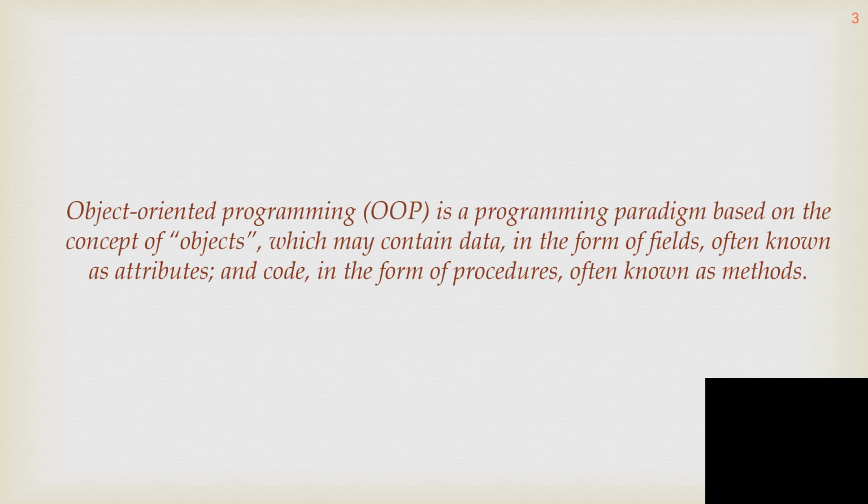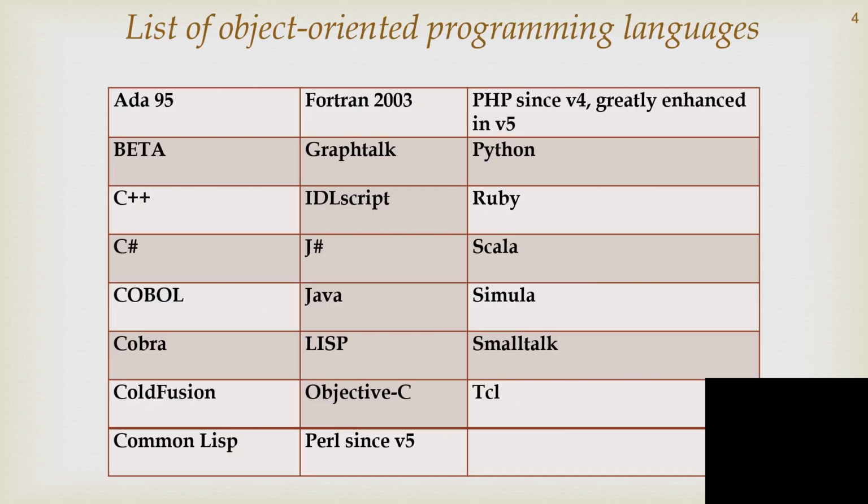Object-oriented programming is a programming paradigm based on the concept of objects, which may contain data in the form of fields, often known as attributes, and code in the form of procedures, often known as methods. Some object-oriented programming languages are: ADA 95, Beta, C++, C Sharp, Cobra, etc.